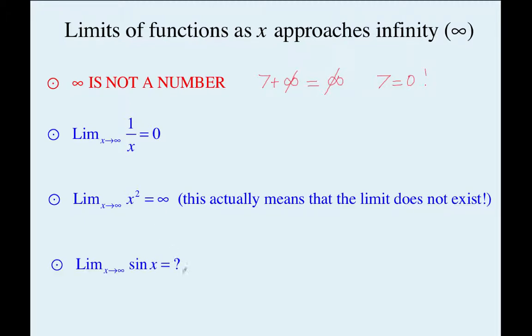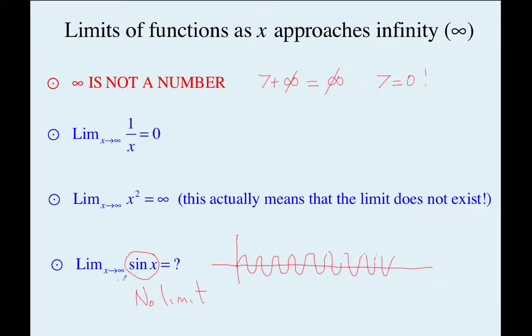What about here? Here we have sine of x, and x is becoming larger and larger. X can become as large as it wants or as small as it wants, but sine of x is always going to go up and down, and it will keep doing this no matter how large x becomes. And so this has no limit. In other words, the limit as x goes to infinity of sine of x does not exist.